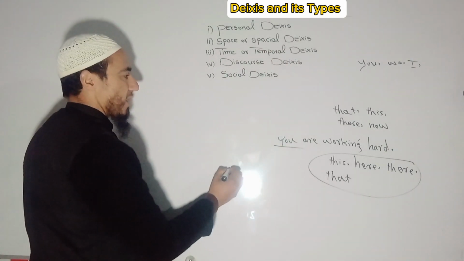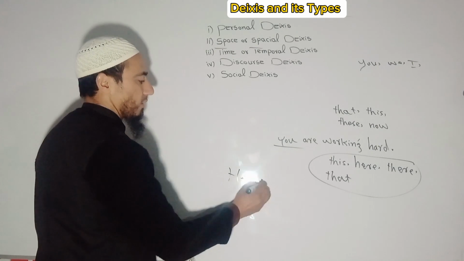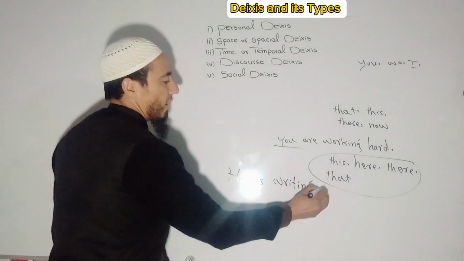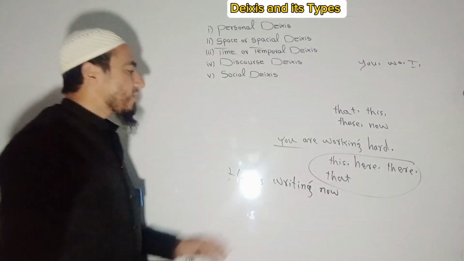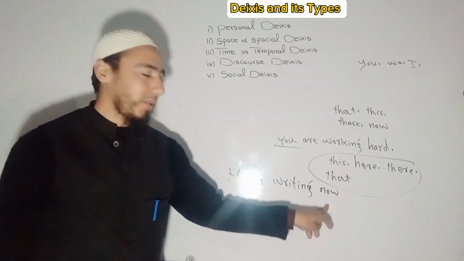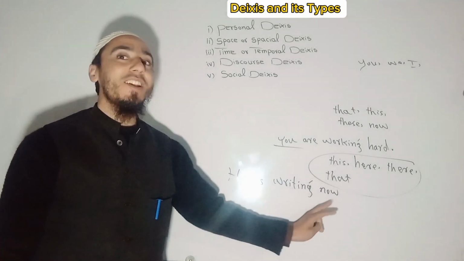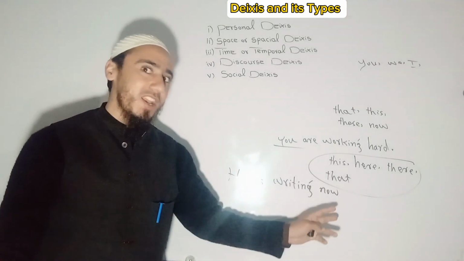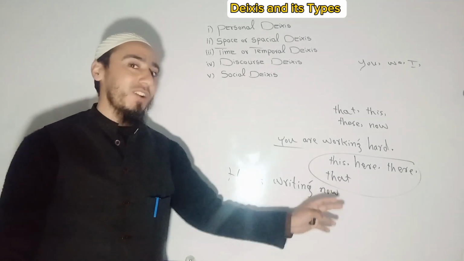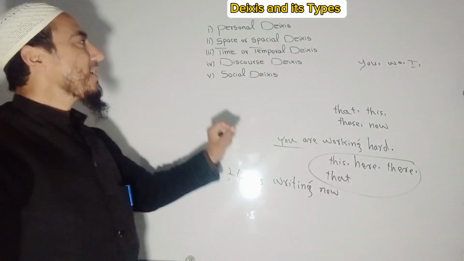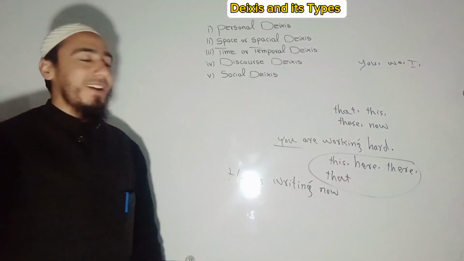For example, if I say, he is writing now. So he is writing now, today. For example, now, today. So this indicates time. If today indicates time, then he is writing tonight. So tonight indicates time. Then we have discourse deixis.